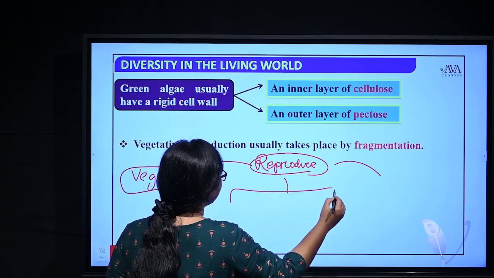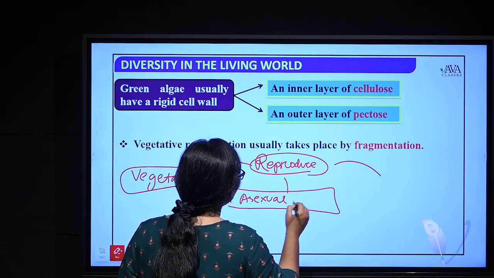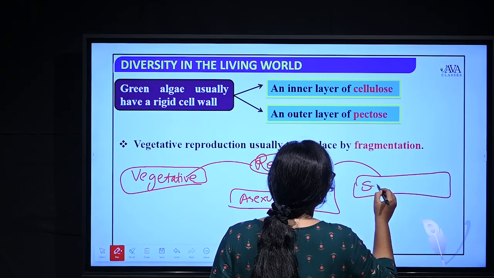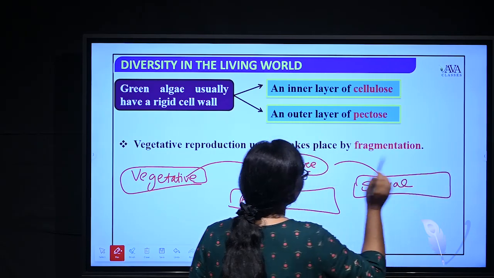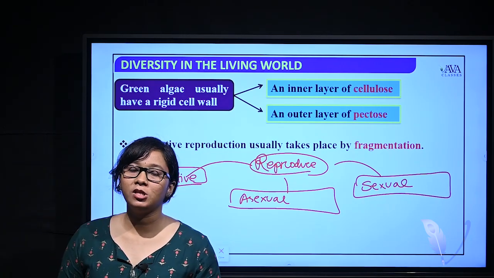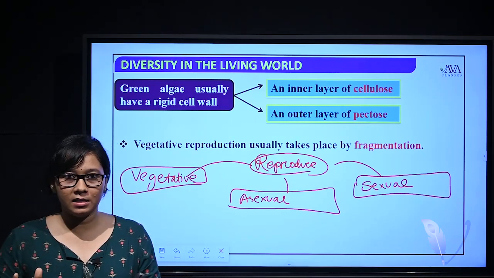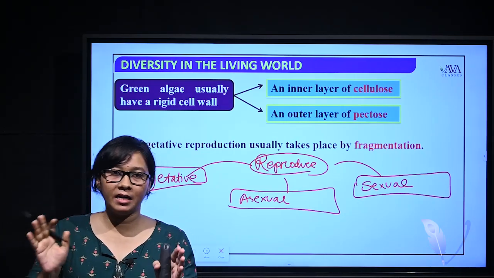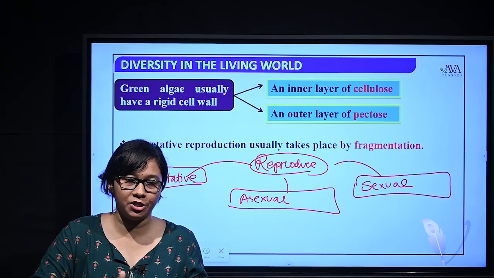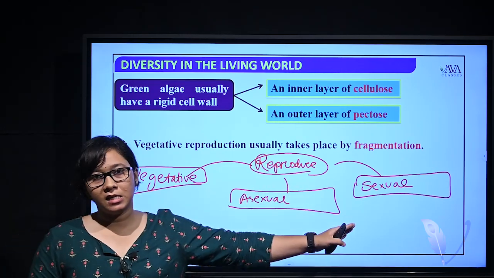one is asexual, and another is sexual. So, green algae can reproduce in 3 ways. As they are algae, as they are lower organisms, generally we divide their reproduction not in 2 ways but in 3 ways. And what are they? They are vegetative, asexual and sexual.